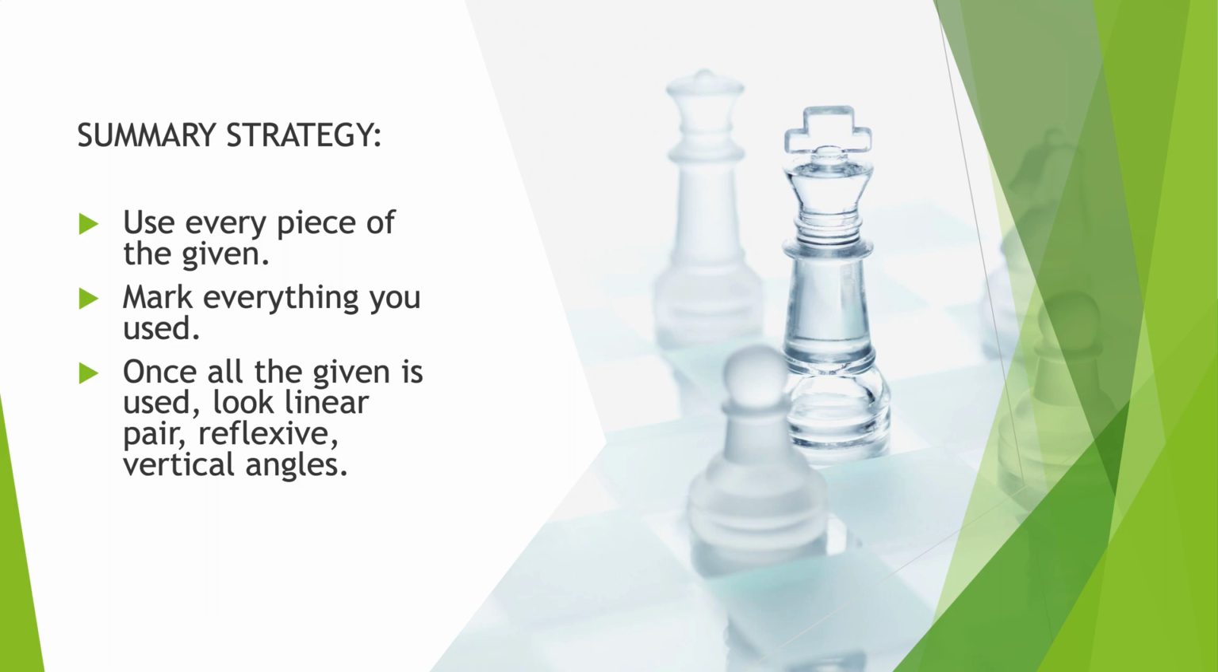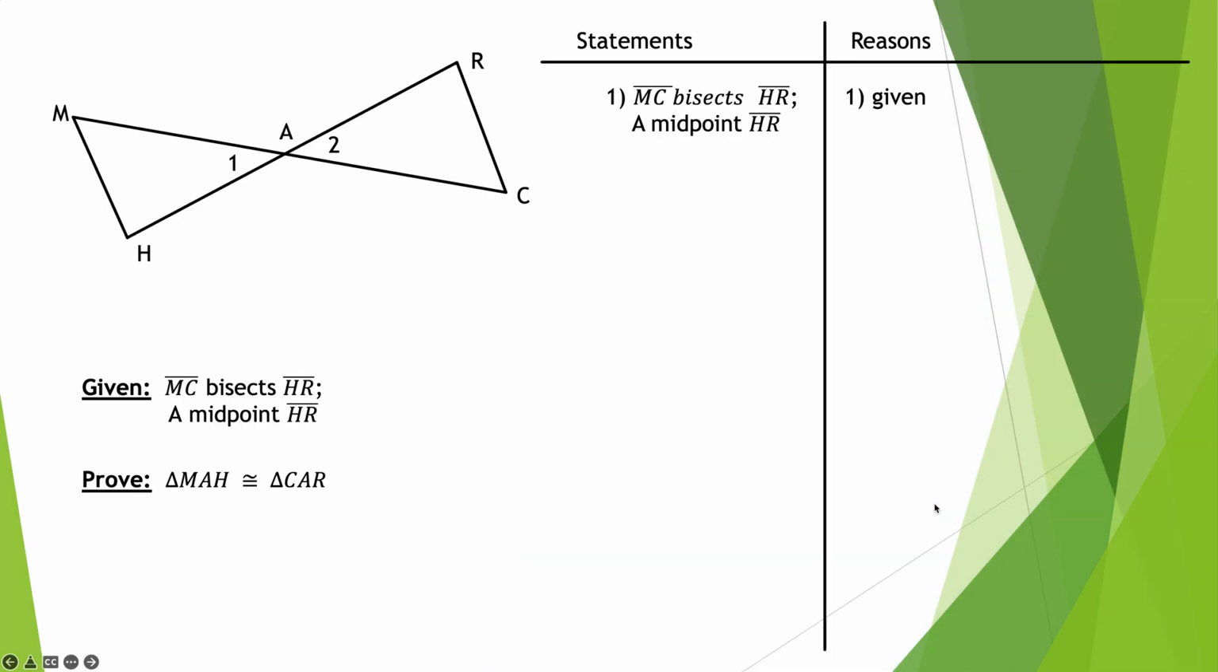Over time, you don't really have to mark it anymore. But in the beginning, it's important to, because if you're stuck, you just look for something that doesn't have a check mark and you use it. And then once all the given is used, you look for a linear pair situation, reflexive, vertical angles. So let's try this one. You did this exact question the other day, so it'll be good to see how you handle it. Go ahead.